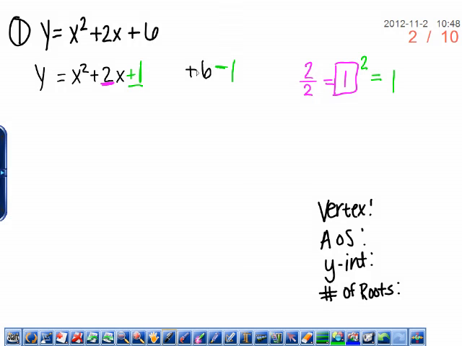The whole purpose is to create a binomial squared, correct? Look at this trinomial right here. Take a sec and, off to the side somewhere, factor that trinomial. Factor x squared plus 2x plus 1. Don't do it right under, do it kind of off to the side somewhere.